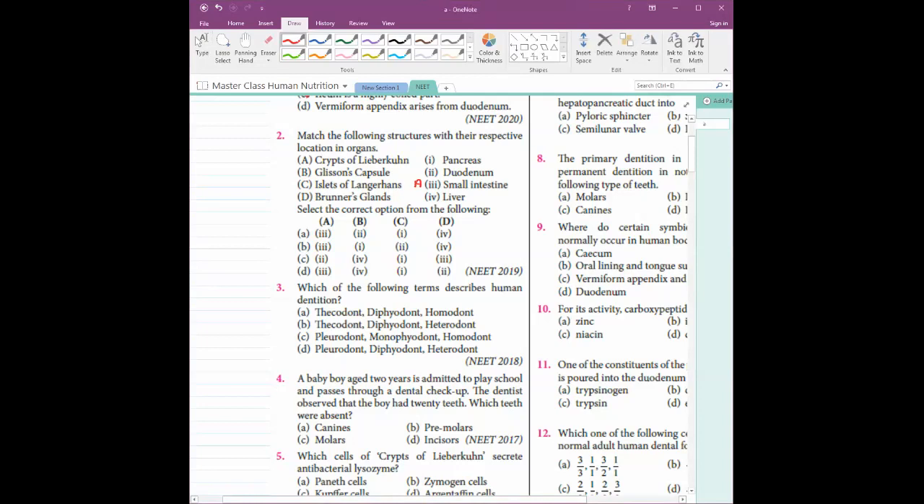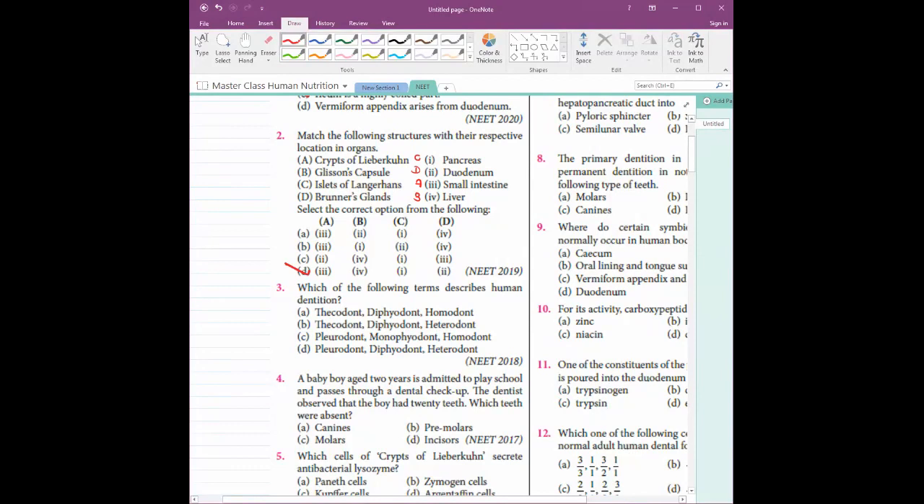Glisson's capsule. We told you Glisson's capsule is the covering of something. Yes, very nice. It is the covering of your liver. Islets of Langerhans, we cannot go wrong with this. And finally, Brunner's glands are going to be in your duodenum. So the answer is 3, 4, 1, 2. Yes, this is the right answer.